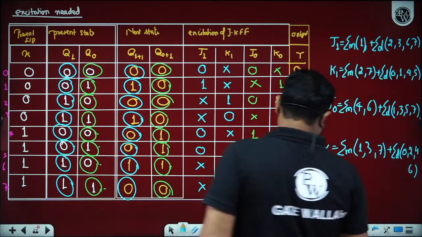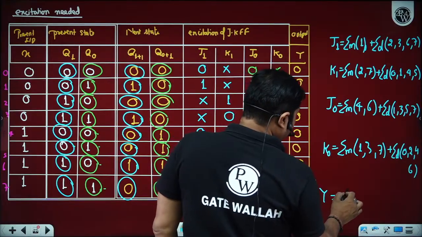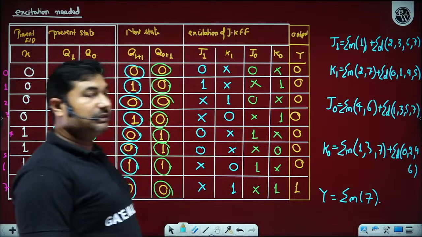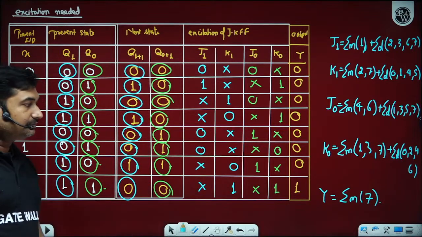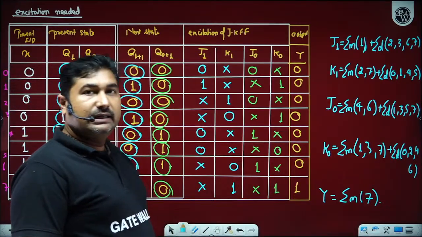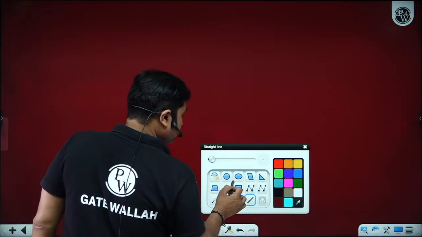Is it okay? Similarly, we have output Y. Y we are getting high only onto the binary of 7. Is it okay? How many of you able to understand up to this part, beta ji? Great. Now with this, we can find out the logical expressions required by using K-map.